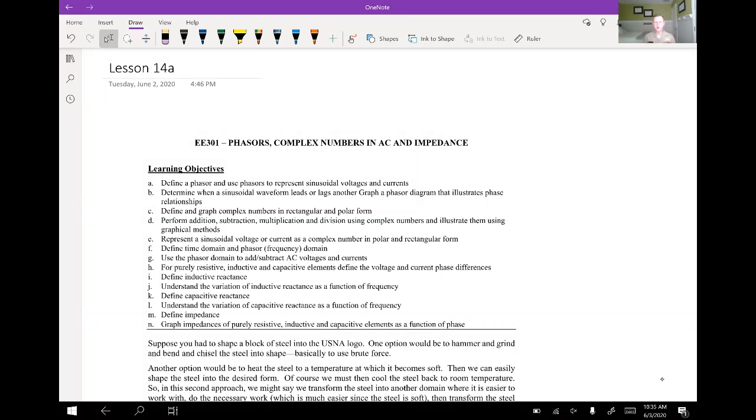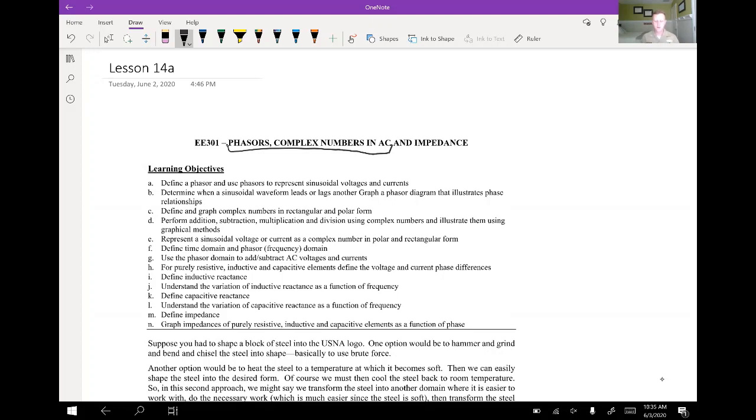This is lesson 14A. And what we mean by 14A is I'm going to be talking about phasors and complex numbers. We'll save impedance for 14B in the next video. So, phasors and complex numbers.